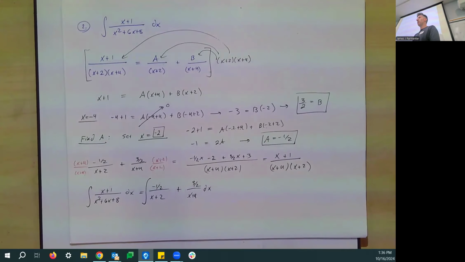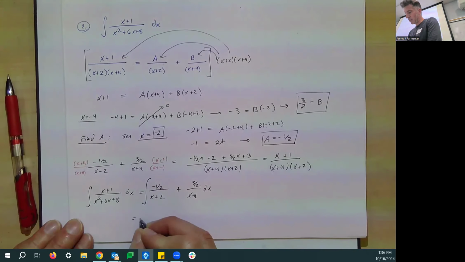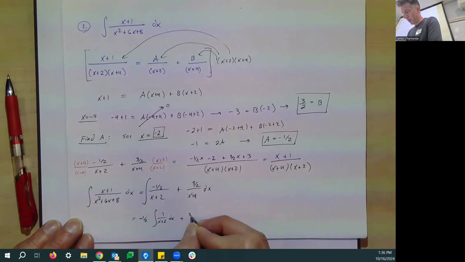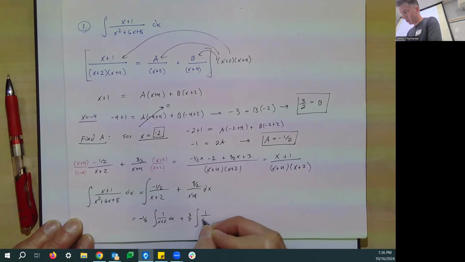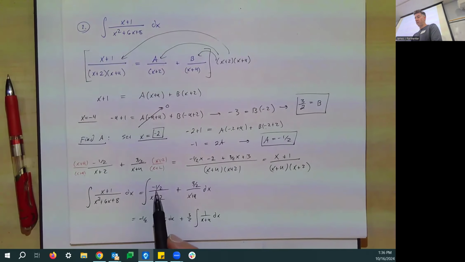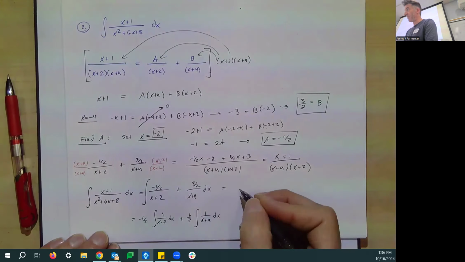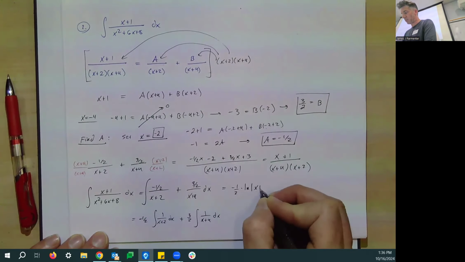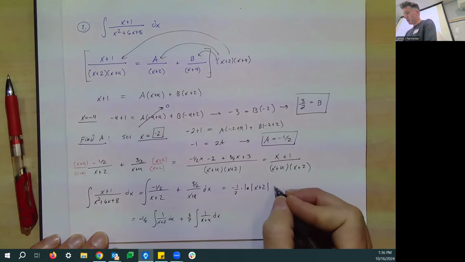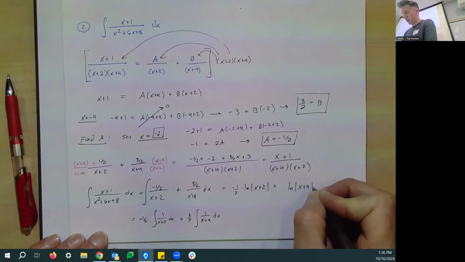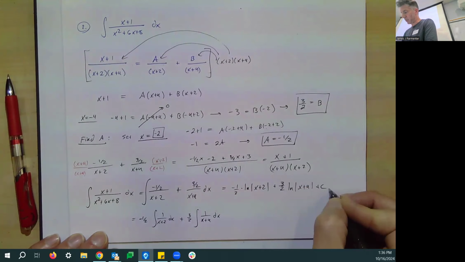You could take an intermediate step here. I don't think you need to, but if you wanted to, you could write it as -1/2 times the integral of 1 over x plus 2 plus 3/2 times the integral of 1 over x plus 4. You don't need to write that out, in my opinion. You can just say, the integral of -1/2 times 1 over x plus 2 is -1/2 times the natural log of the absolute value of x plus 2. Same deal here. The integral of 1 over x plus 4 is natural log of the absolute value of x plus 4, and then I have a 3/2 coefficient there, plus c.